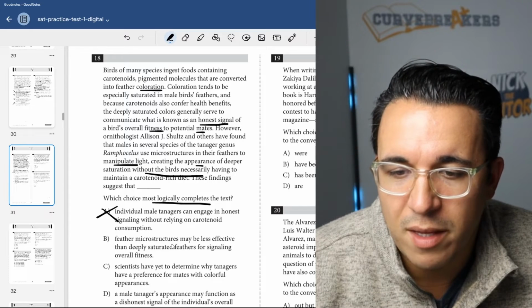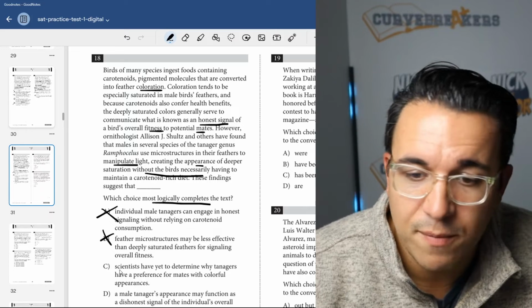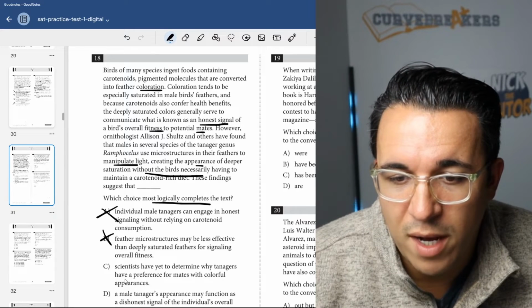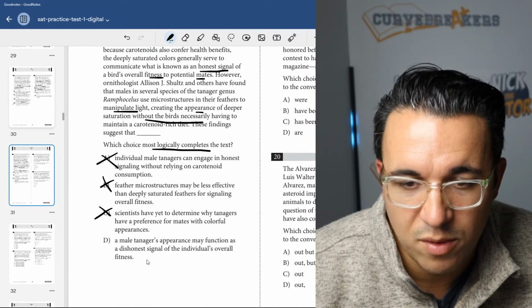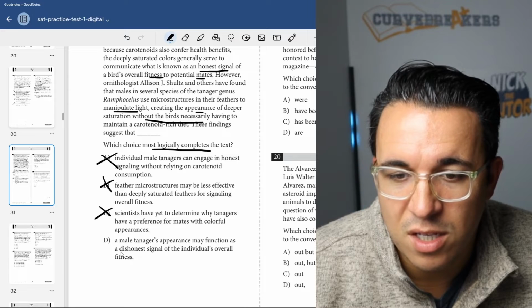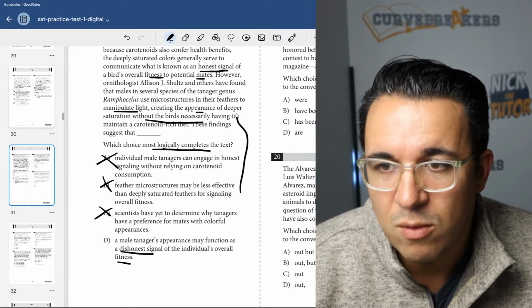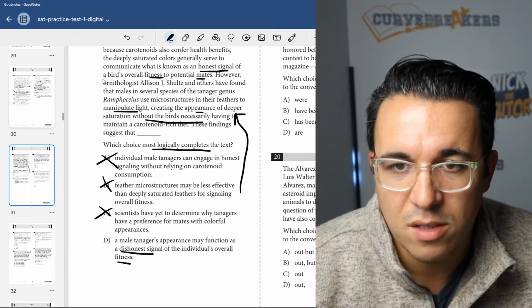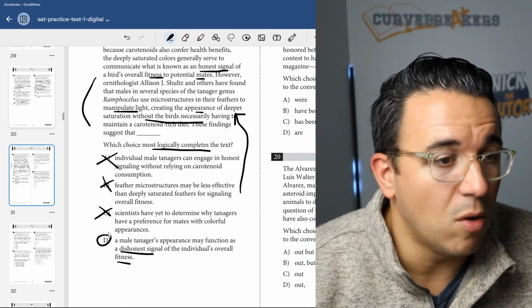Feather microstructures may be less effective than deeply saturated feathers for signaling overall fitness. They said they were effective, right? Scientists have yet to determine why tanagers are preferred for mates with colorful appearances. That is not at all what we're talking about here. So I'm going to go with D, but let's see it anyway. A male tanager's appearance may function as a dishonest signal of the individual's overall fitness. So that would connect very well with this dishonest bird feather practice that these birds are engaging in. So I'm going to go with choice D.